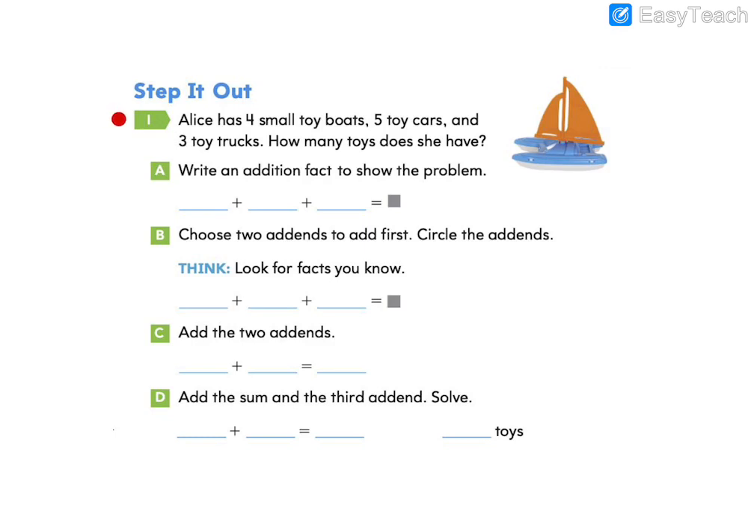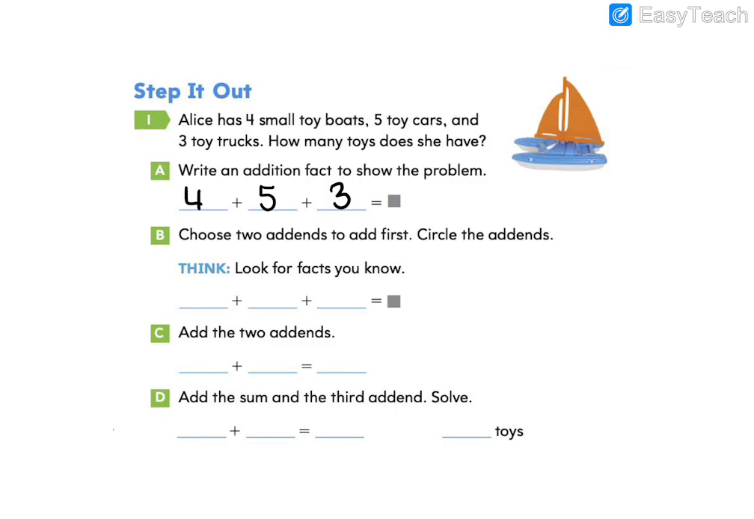Number 1 says, Alice has 4 small toy boats, 5 toy cars, and 3 toy trucks. How many toys does she have? Letter A asks you to write an addition fact to show the problem. Go ahead and write your addition fact now. You should have written 4 plus 5 plus 3.